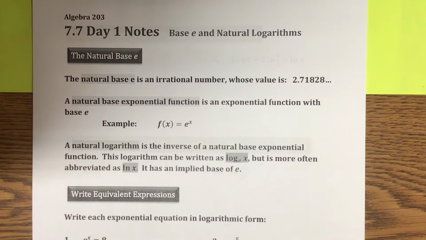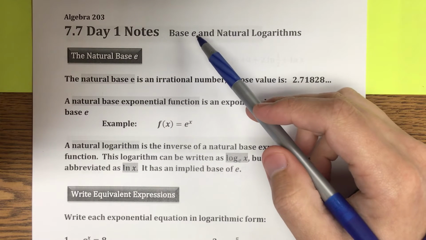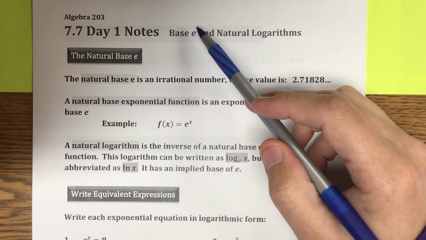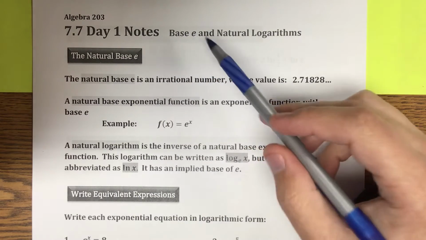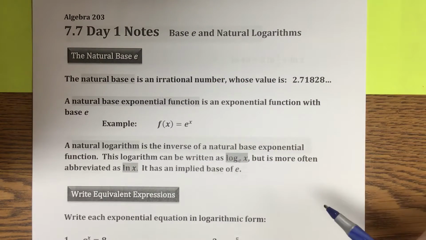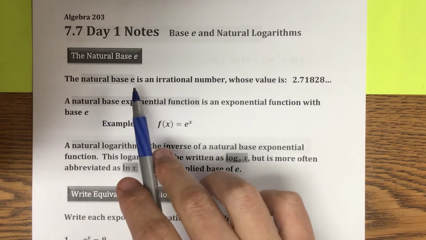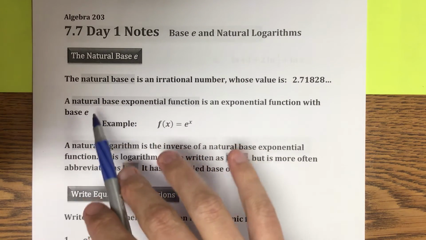In this video, I will be going over the section 7.7 Day 1 notes. We're going back and talking about the irrational number e as a base and its reference to natural logarithms. The natural number e is known as the natural base.